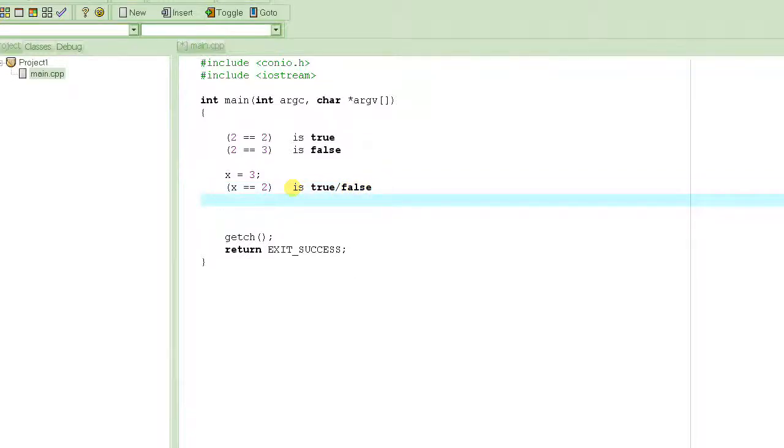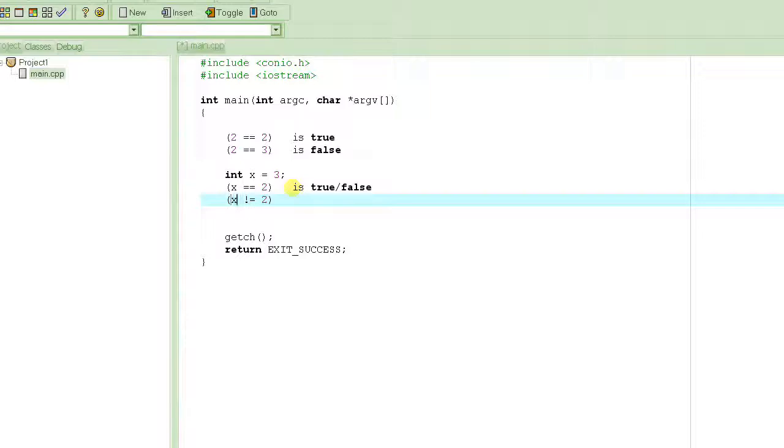So it will depend on the value of x. Similarly, you could also say if x is not equal to 2. Not equal to is also a condition. It's a way of comparing two entities. So here we are comparing integer variables to integer constants.